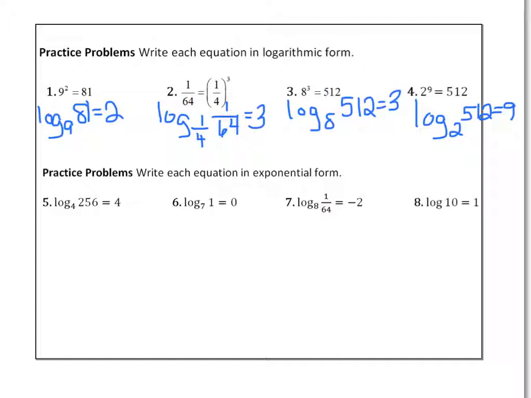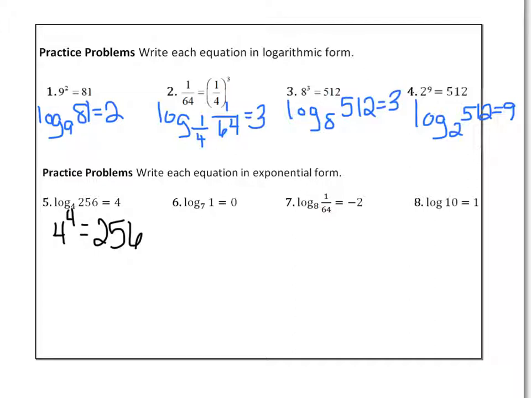Now 5 through 8 is different. They start in log form and we're going to turn them back into exponential. So we're going to do one together and then you're going to do the next 3 on your own. So on number 5, we look for the base, which is in this case this 4. I look for the exponent, which is always in the answer part. And I know that that should equal 256.